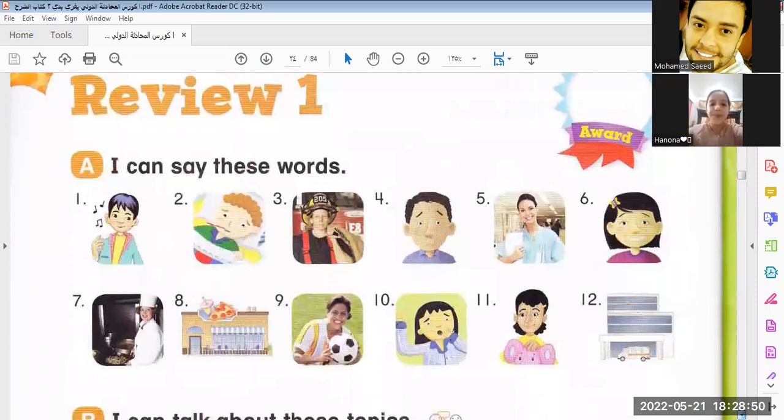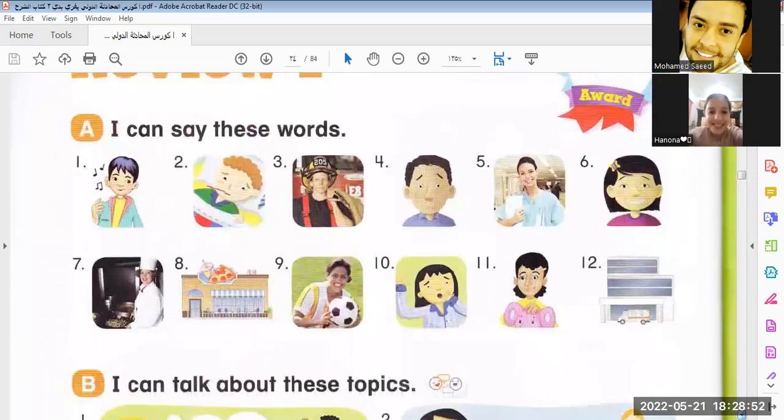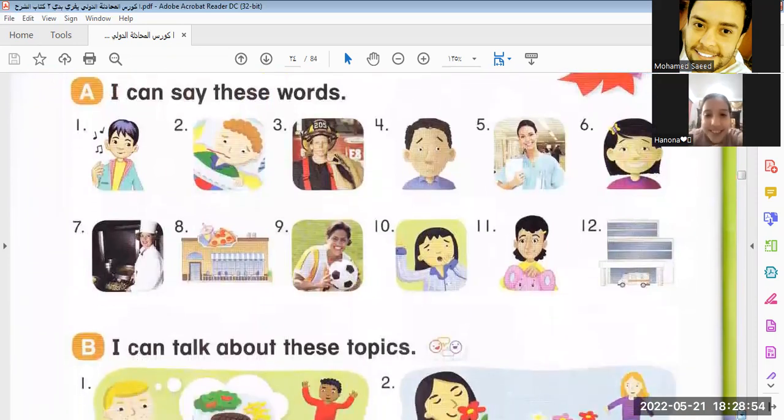Let's review. I can see these words. Can you describe the picture number one, Hannah? He is think. Think. Think: verb or noun or adjective? Verb. Amazing. Number two?